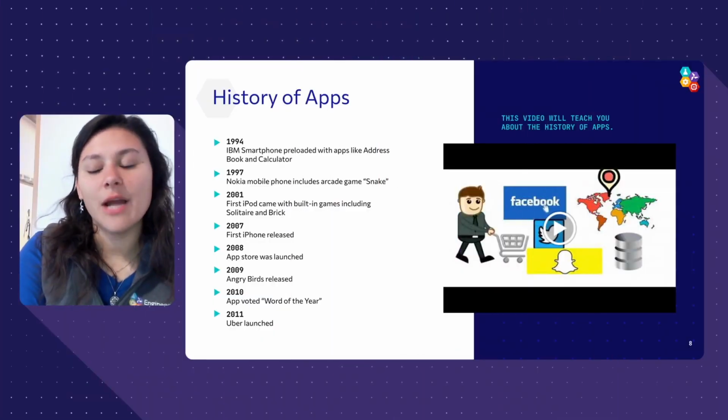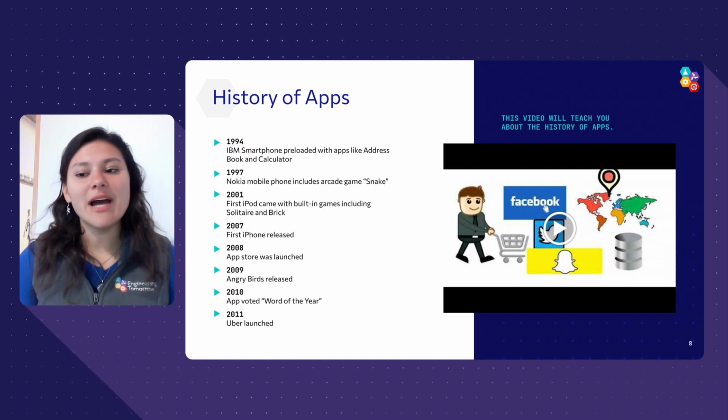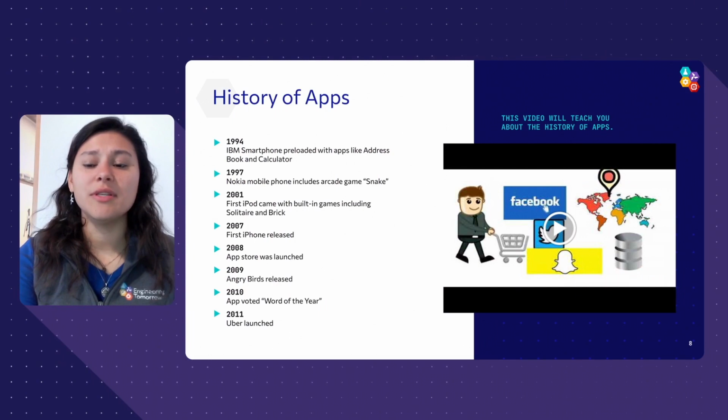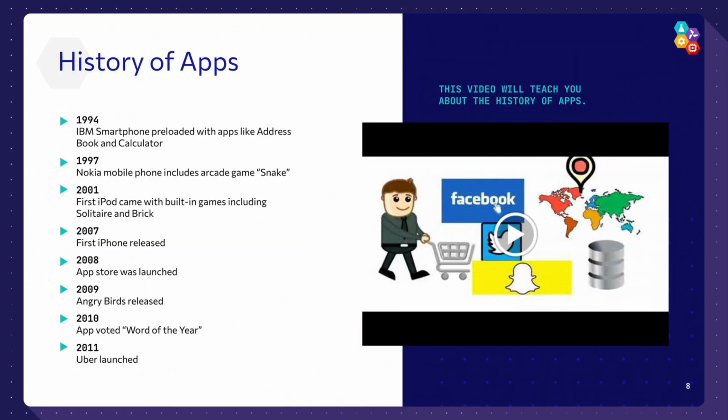So here's the brief timeline that was mentioned a little bit in that short video. It provides some key milestones in app development. You can see some events happening in the 20th century. IBM smartphone preloaded with apps like the address book and the calculator.